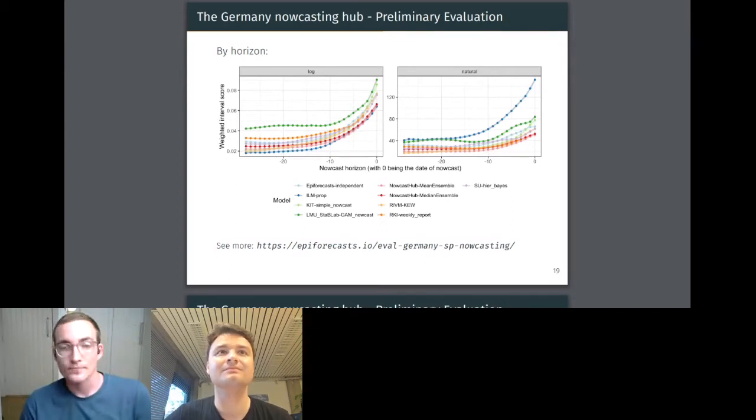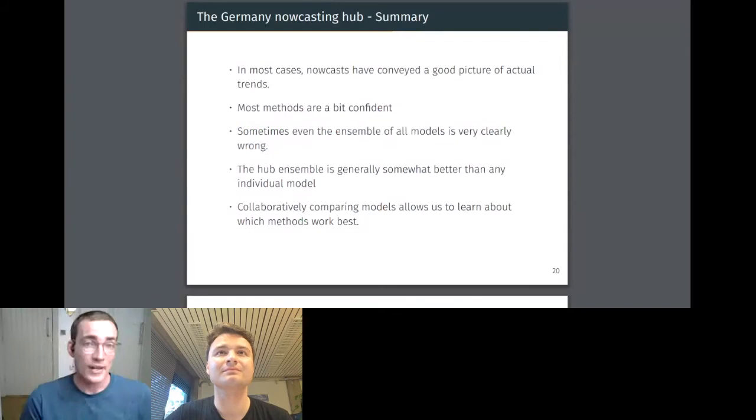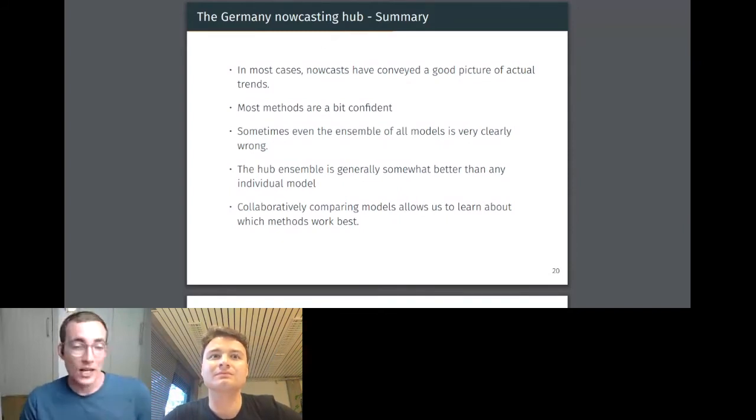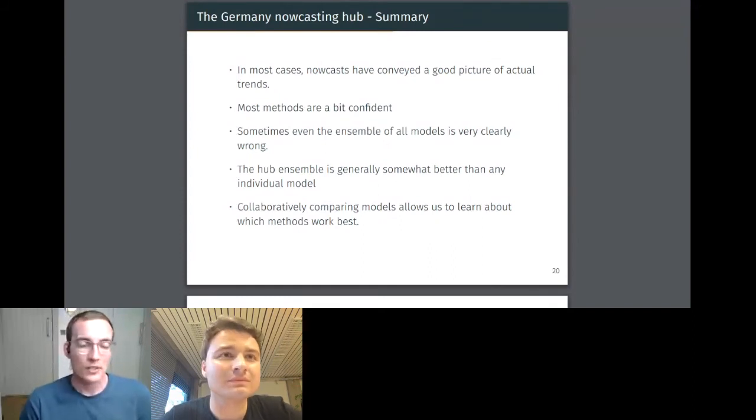So, the Nowcasting Hub is a large scale collaboration. We found that nowcasts are generally quite good. However, most methods are a bit overconfident, though the ensemble is generally the best approach and is very rarely very wrong. And we've also seen that doing collaborative work enables us to learn about which methods work best, which you would think would be obvious, but sadly is rarely done.